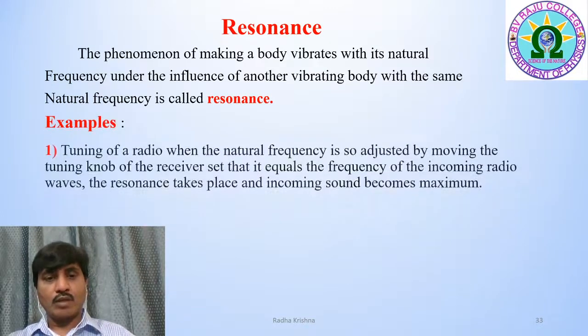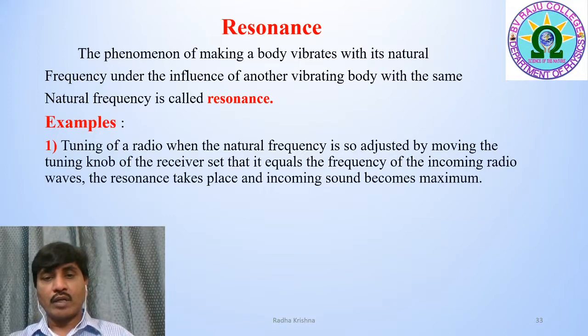Examples: tuning of a radio. When the natural frequency is so adjusted by moving the tuning knob of the receiver set that it equals the frequency of the incoming radio waves, resonance takes place and the incoming sound becomes maximum. That means if the tuning knob of the radio receiver is so adjusted that the frequency of incoming waves is equal to the frequency of the tuning circuit in the radio receiver, then the incoming sound becomes maximum due to resonance.